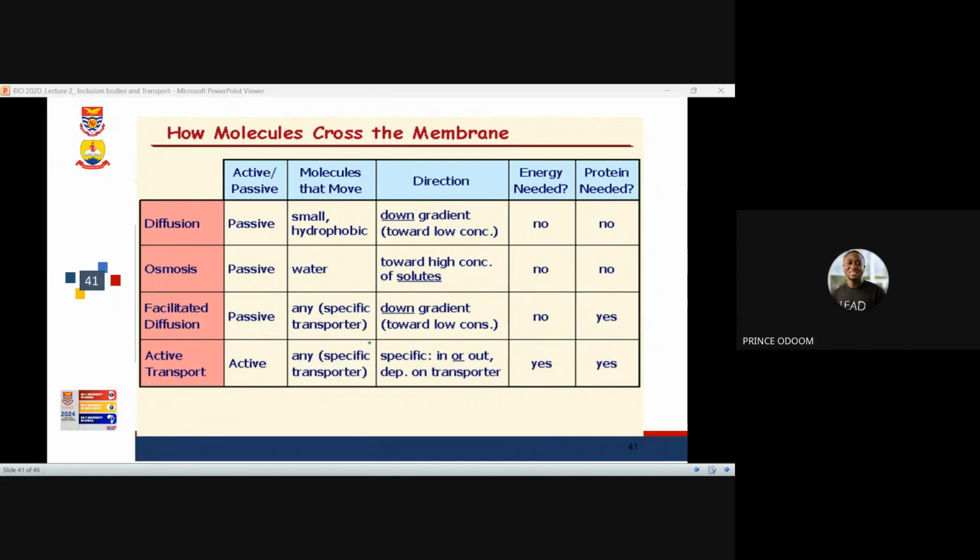Oh yeah, it's the same. Carrier protein, transport protein, they are the same. Before you have the channel protein, that's the gated channel proteins. Are we getting it? Yes, sir.